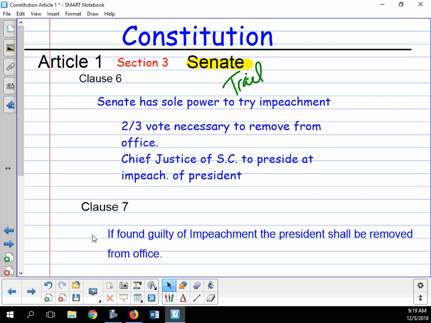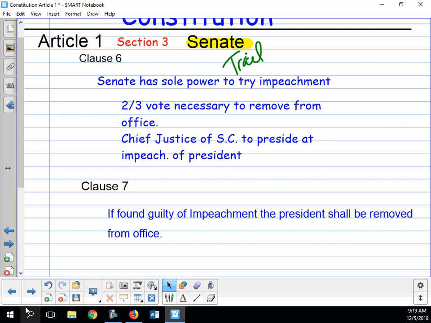Clause 7 says that if found guilty of impeachment, the president shall be removed from office. Important to remember that there's nothing else to be done, depending on whatever crime the president or anybody has committed. There's nothing else that Congress can do. Now, depending on the actual crime, once the person is out of office, then there could be charges presented. But that depends on the situation. Okay, so that is Clause 7.